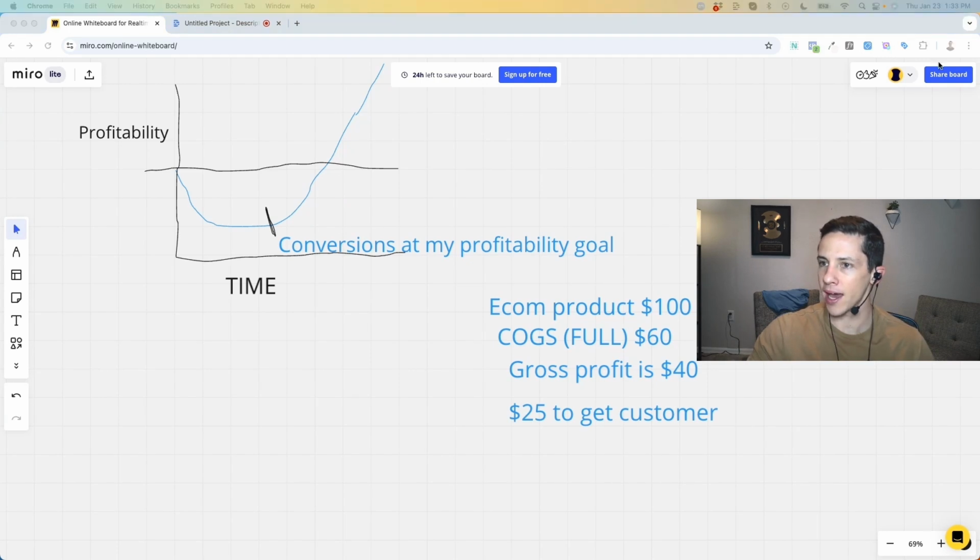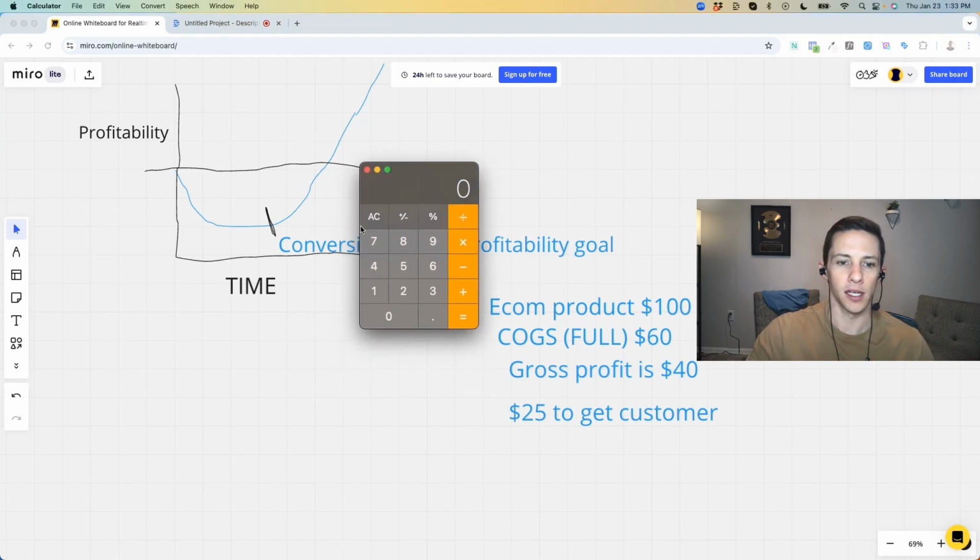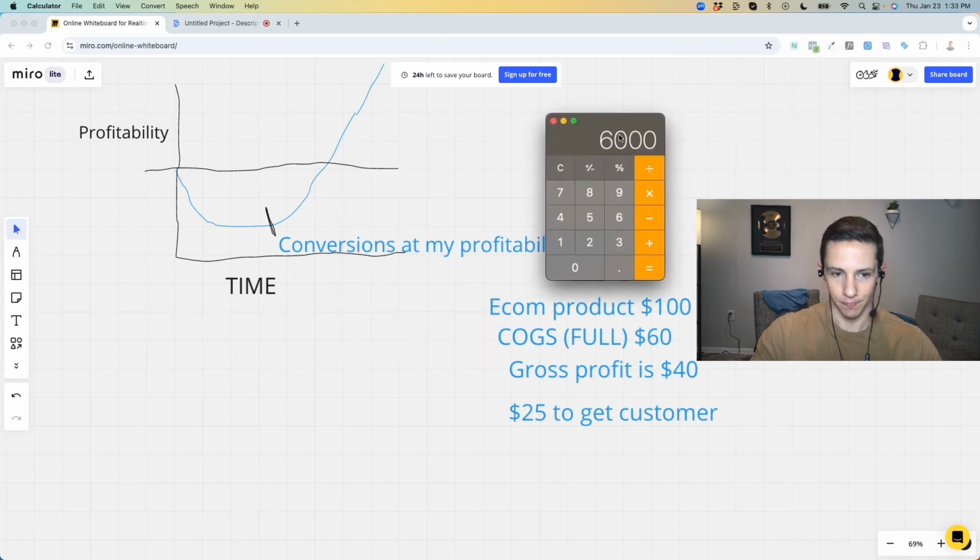And if we math that out, if we did $10,000 divided by 25, that's how many orders we get, 400, I'd be making $6,000 a day. Like that is pretty awesome at this rate.